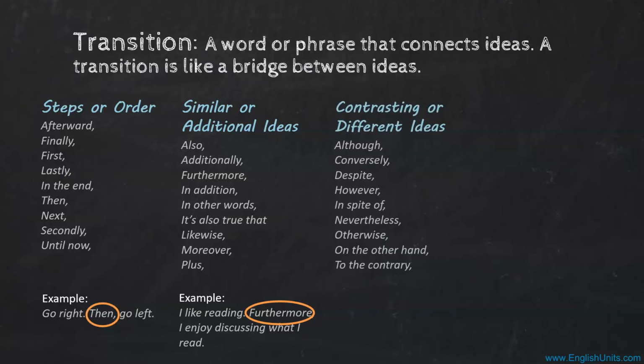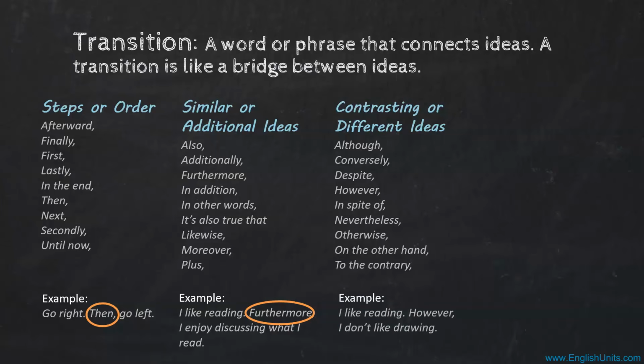A third situation where we use transitions includes to show contrasting or different ideas. Words that show contrasting or different ideas include although, conversely, despite, however, in spite of, nevertheless, otherwise, on the other hand, and to the contrary. Note that these transitions tend to be the most difficult ones for students to use for the first time. So before you use them, I would recommend looking for several examples and then trying them yourself.